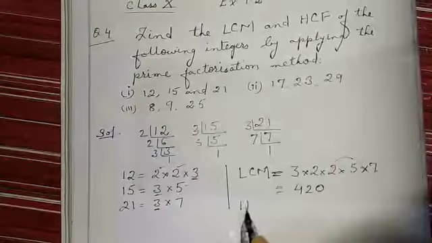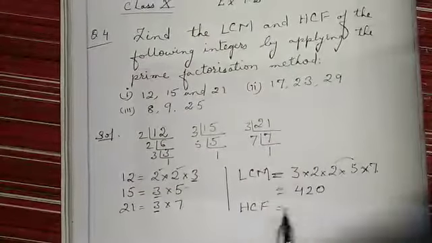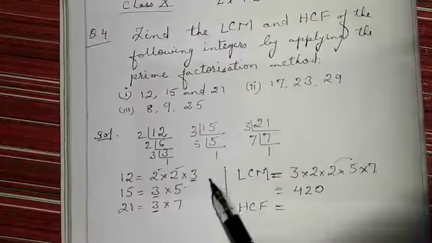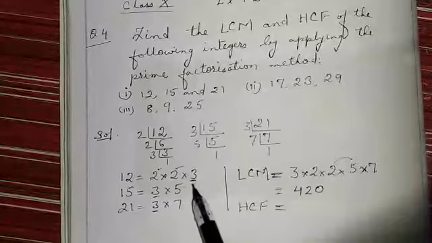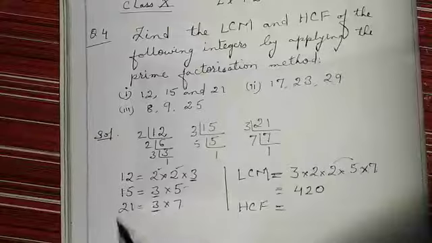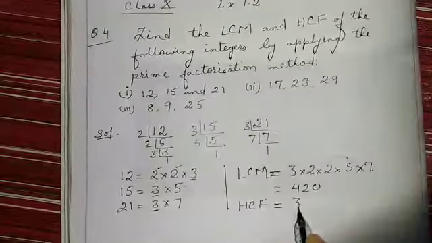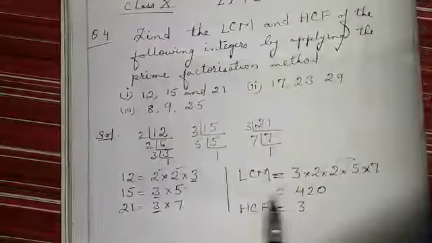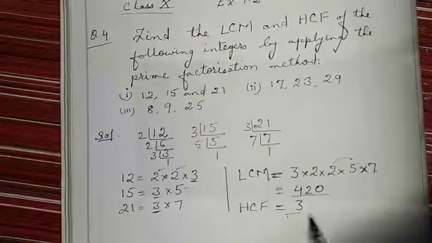Now HCF. Find the HCF. In HCF you have to take only the common factor. The factor which is in every number, that will be the HCF. So 3 is common. 3 is in each number. So HCF is 3. This is our solution. This is the LCM and this is the HCF. 420 is the LCM and 3 is the HCF.